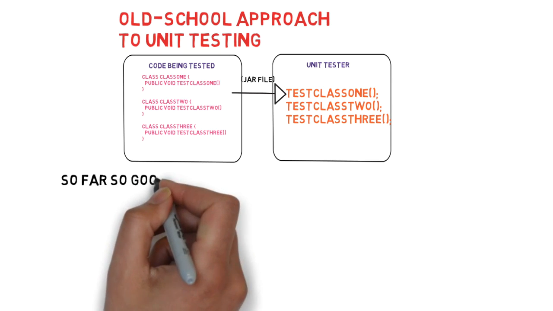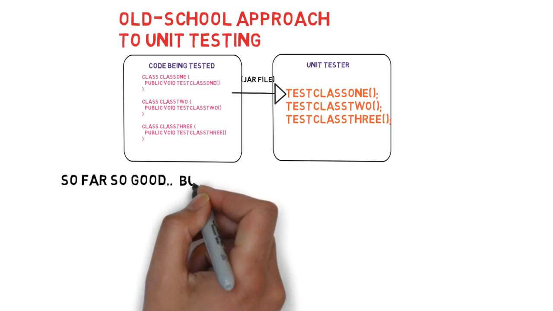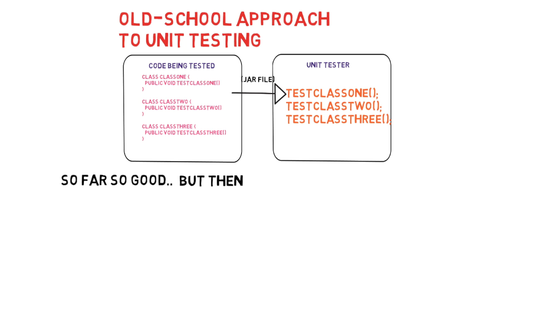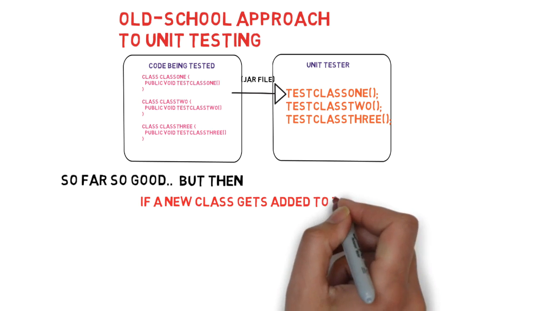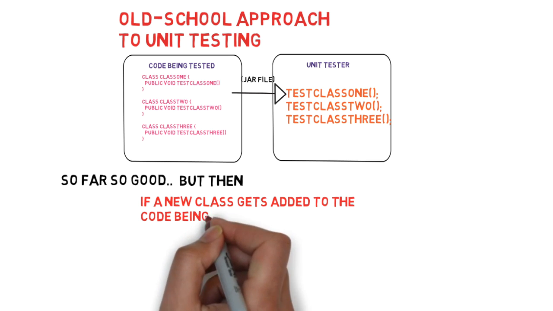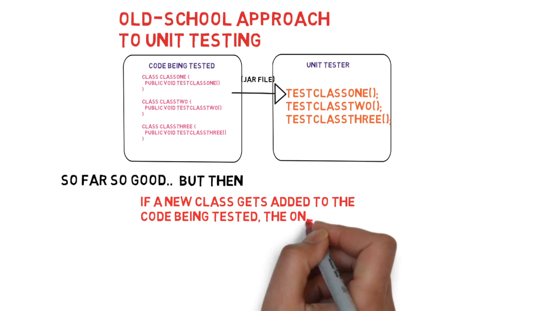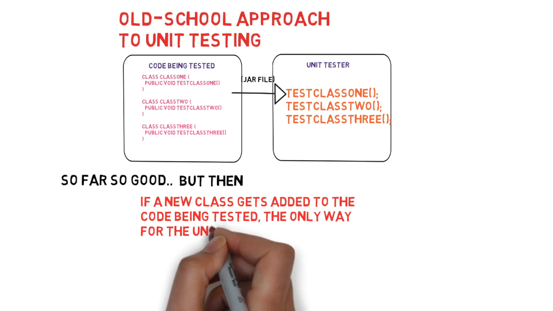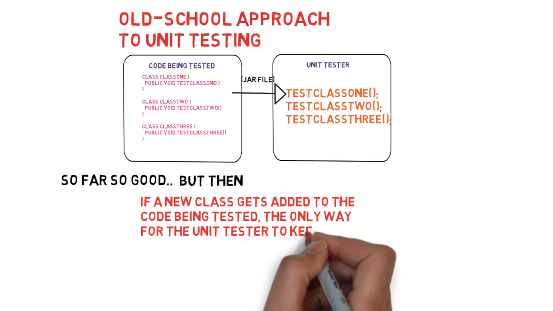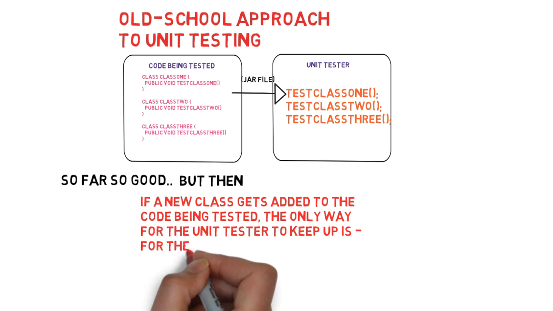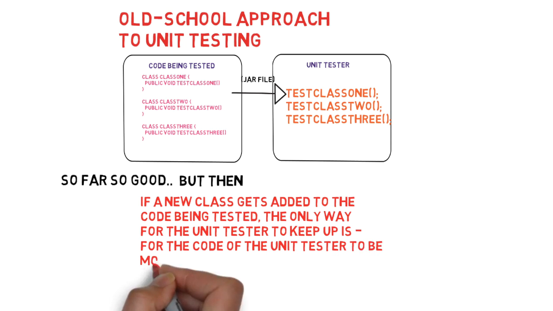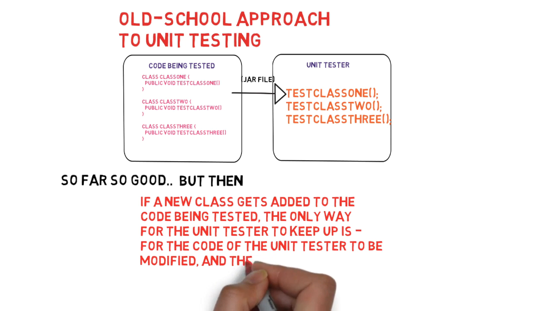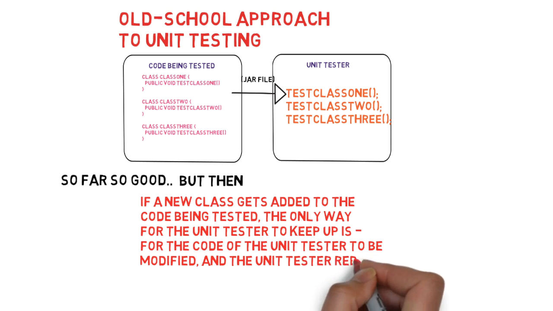Both of these live in different jar files, meaning they are different libraries. So far so good. We are in good shape. We have all the unit tests and we have the unit tester which is responsible for running these unit tests on production code. But then, if we have a new class that gets added to production, we'll add a new class to the code being tested. Now, the only way for the unit tester to keep up is that the unit tester itself has to be updated and the unit tester has to be rebuilt and redeployed.